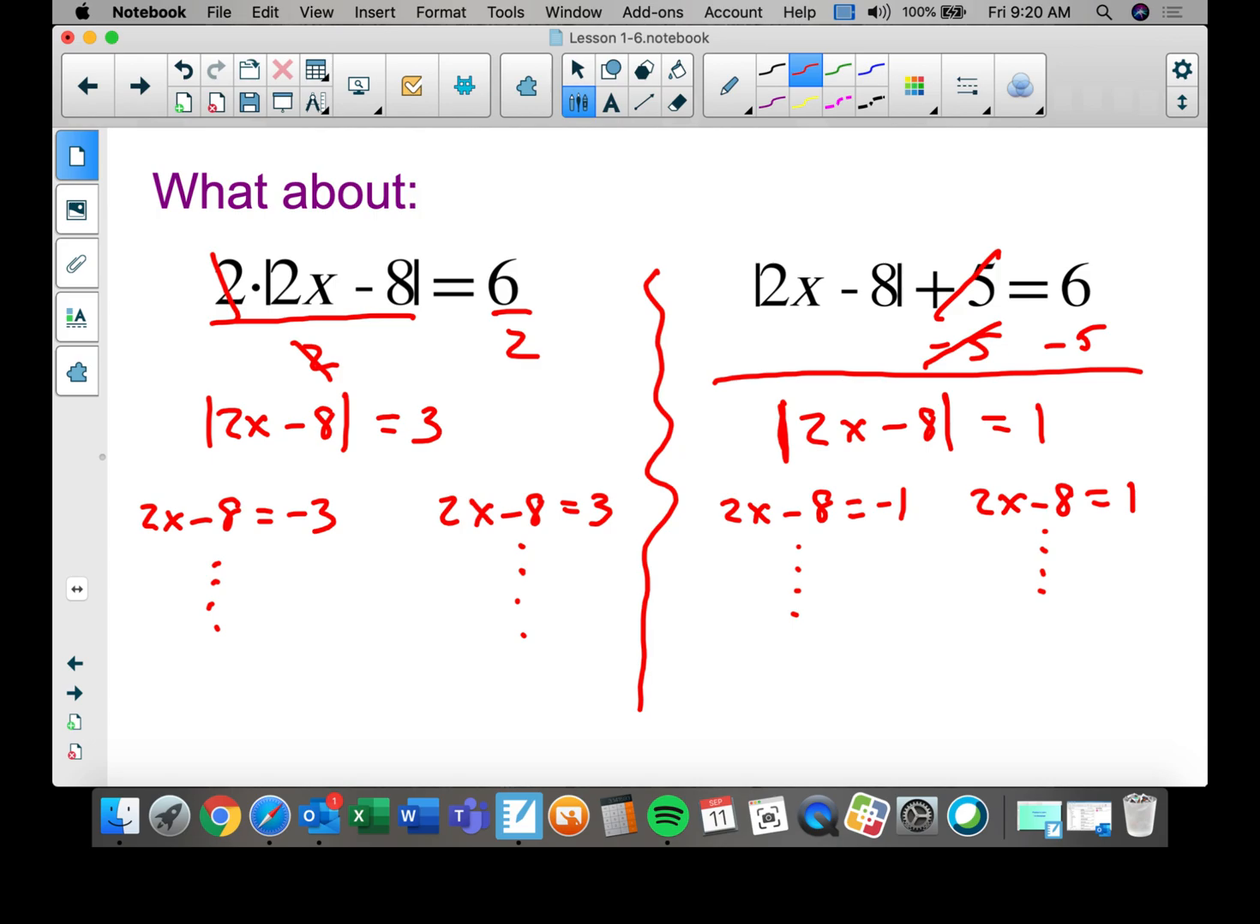Okay, and that should take you through everything you need to know. It's about as difficult as it gets with the absolute value. We might add a little bit more in, but that's about it when you're solving an absolute value equation.